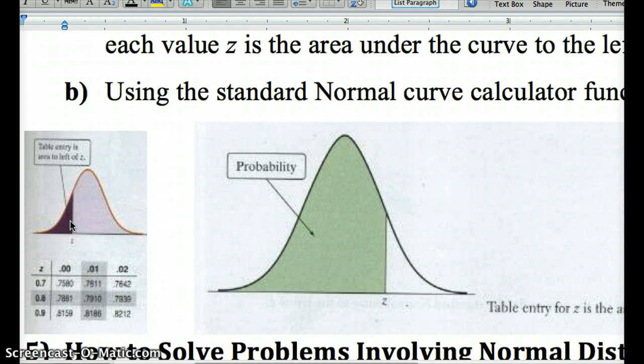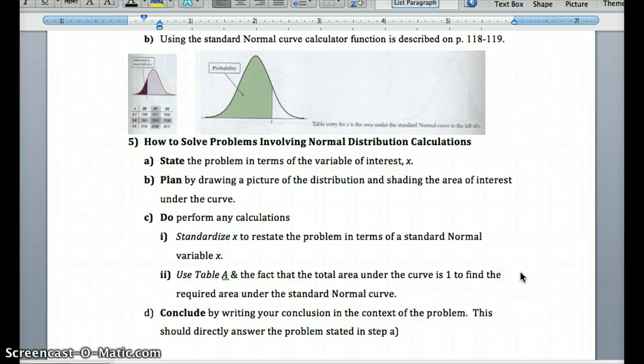Keep in mind that this area is always the value to the left. There's always a drawing on there, so always refer to that so you don't confuse whether it's less than or greater than the z-score. Check out the normal curve calculator function on pages 118 to 119. We're going to start to use that a lot. We'll get slightly different answers whether we use the table or the calculator, but they'll be very close.